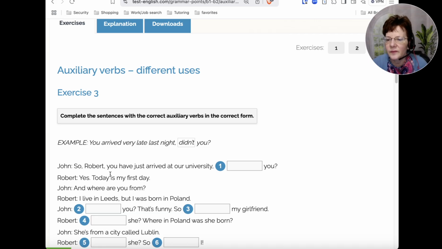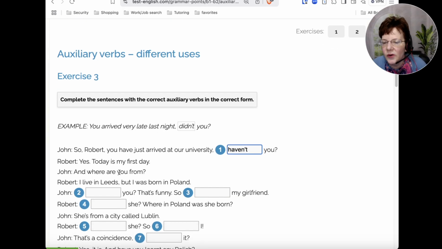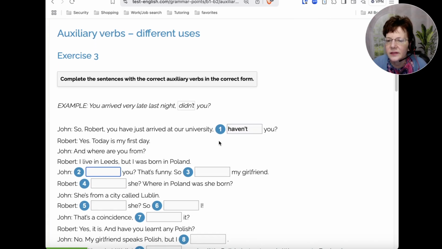So Robert, you have just arrived at our university. So what goes here before you? The question tag. Haven't. Haven't you? Yes, today is my first day. And John, where are you from? Robert says, I live in Leeds, but I was born in Poland. John, this is about surprise. Were you? That's what we would start with.